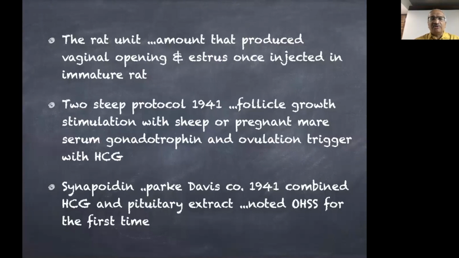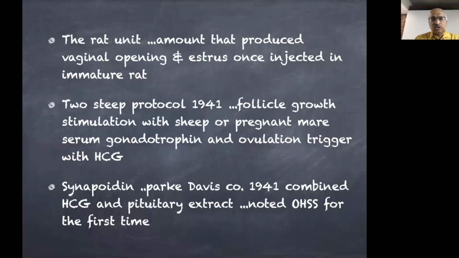By 1941, a two-step protocol was formalized, in which follicular growth stimulation was done with sheep or pregnant mare serum gonadotrophin, and an ovulation trigger was given by HCG. HCG was one of the first gonadotrophins to be synthesized then. Parke-Davis Company in 1941 introduced a molecule called Cyanopoidine, a combination of a low dose of HCG and pituitary extract, but this was given continuously as a gonadotrophin for ovarian stimulation.